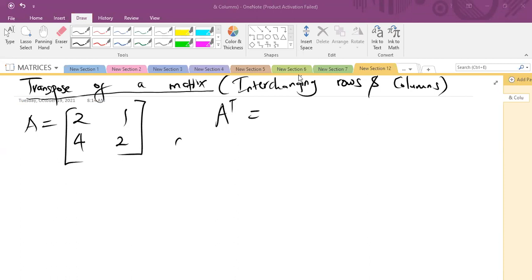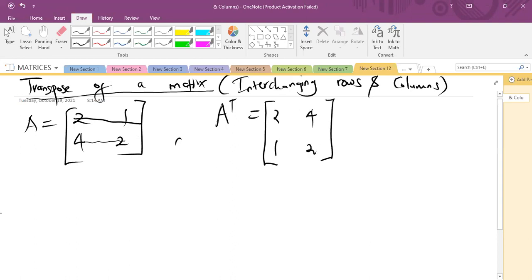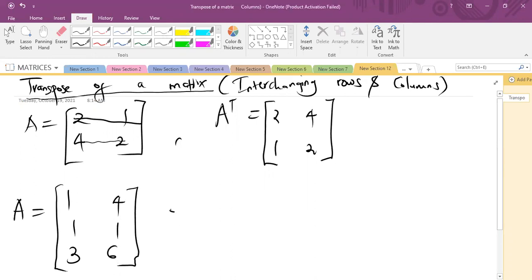As you can see here, 2, 1 is our first row, so it will become our first column when we are transposing. And then 4, 2 is our second row, it will become our second column when we are transposing. Let's take up another example. We have A equal to 1, 4, 1, 1, 3, 6. So what is A transpose?